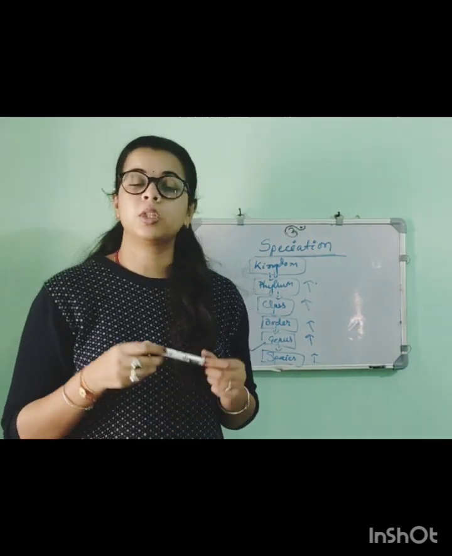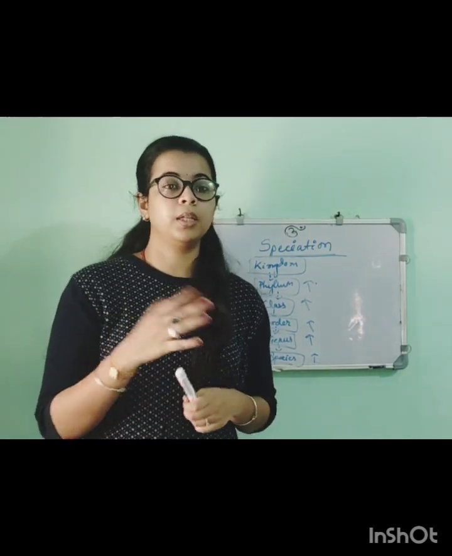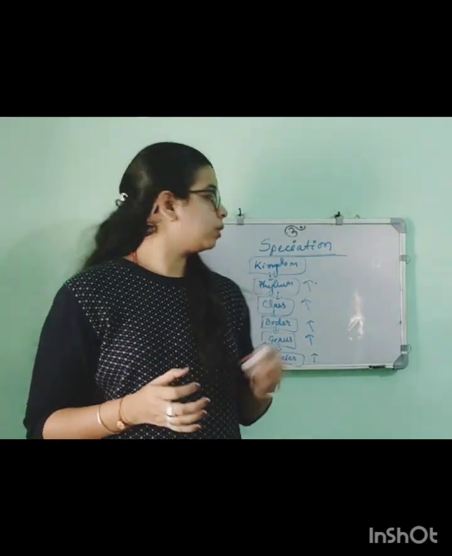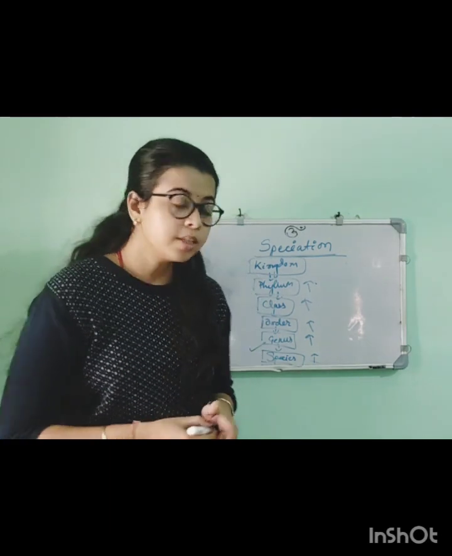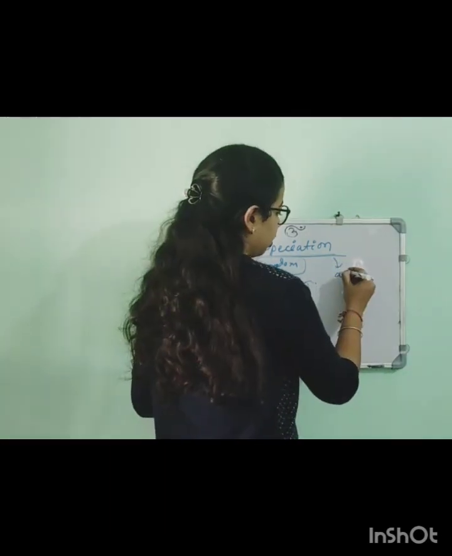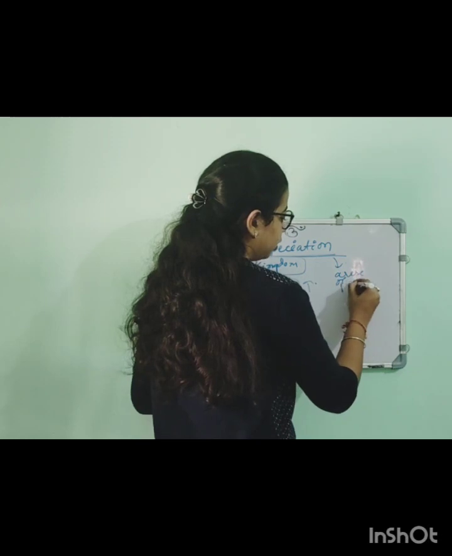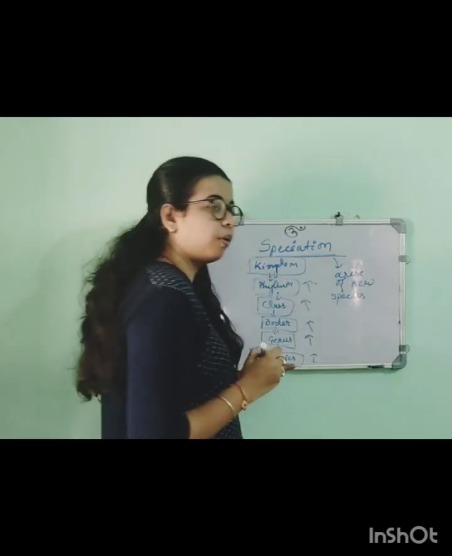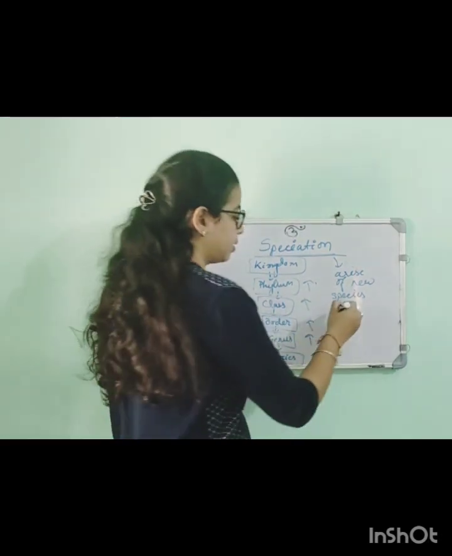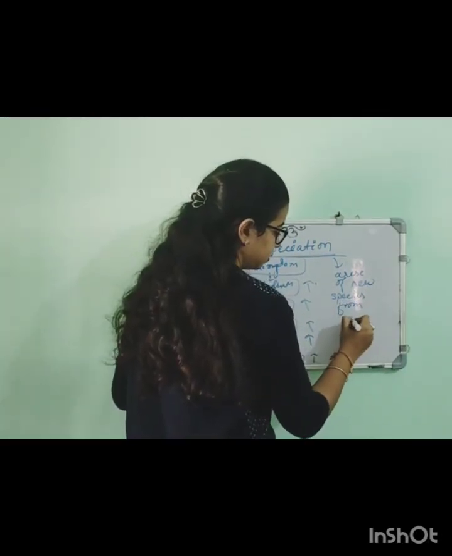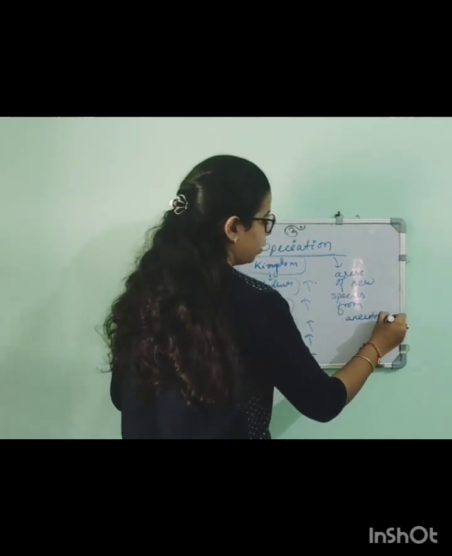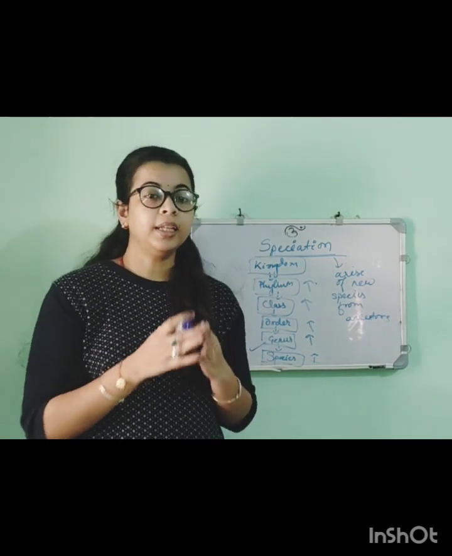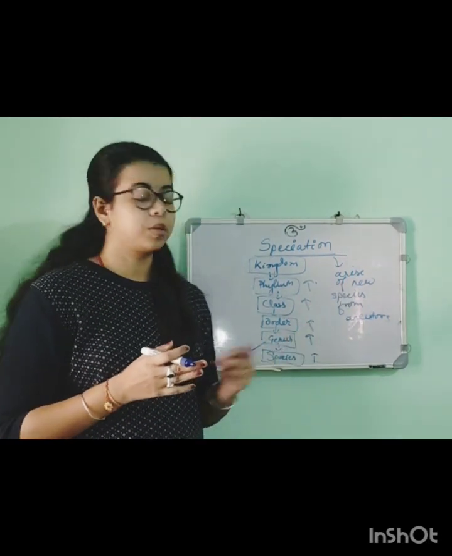Now we have understood what a species is, and we have dealt with the introduction as well as the definition part. Then what about this term speciation? Speciation is nothing but the arising of new species from the ancestors. Or to be very precise, this is the lineage division into different types of species.